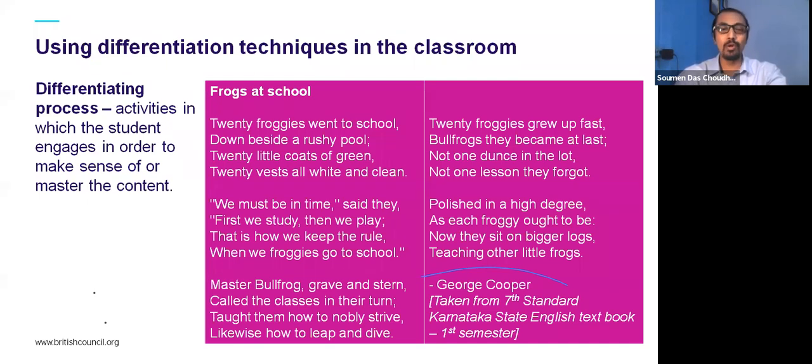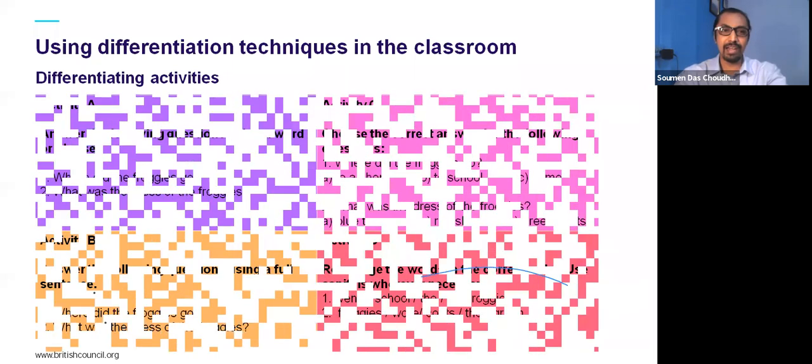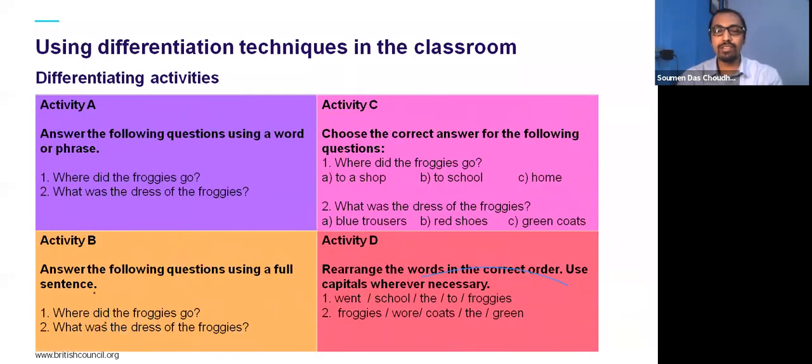So let me show a few basic activities that I have for this poem, differentiating activities. I'll give you a few seconds to go through these 4 activities and tell me which ones do you think are easier and which ones are relatively more challenging or can be challenging for your learners. So we have activity A, B, C, and D.